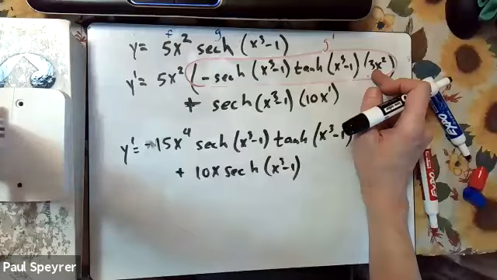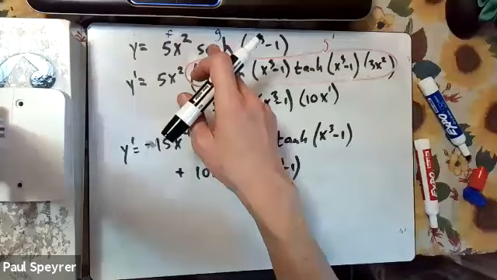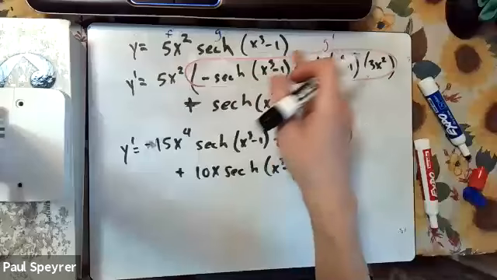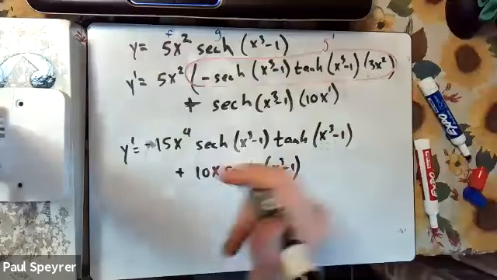Where is this 3x squared coming from? It's because after we derived hyperbolic secant, we had to derive the inside, right? The derivative of x cubed minus 1 is 3x squared.